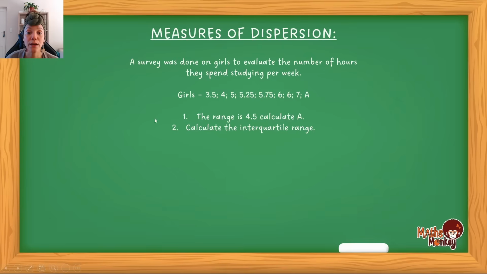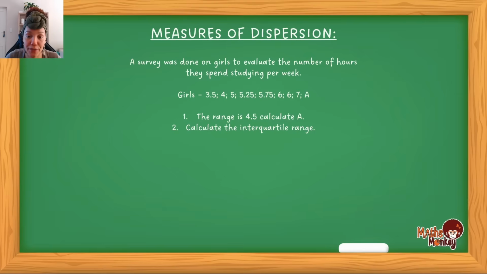Right, so a survey was done on girls to evaluate the number of hours they spend studying per week. And here are the hours given. The range is 4.5. Calculate A. Now, range means the biggest number minus the smallest number. Okay? And then 2 says calculate the interquartile range. So the interquartile range is quartile 3 minus quartile 1. I will show you how to do that in a second.